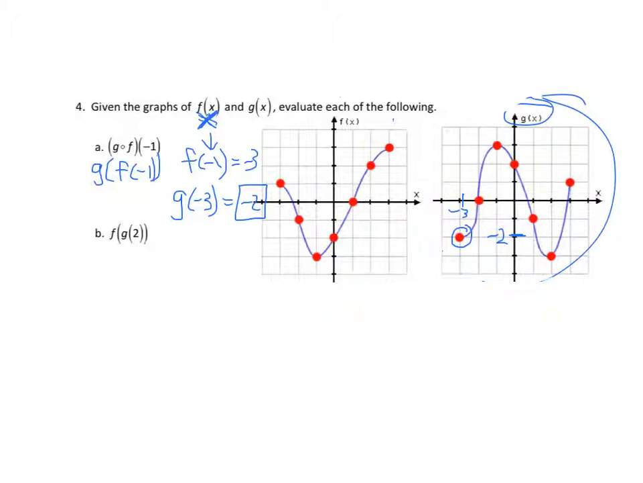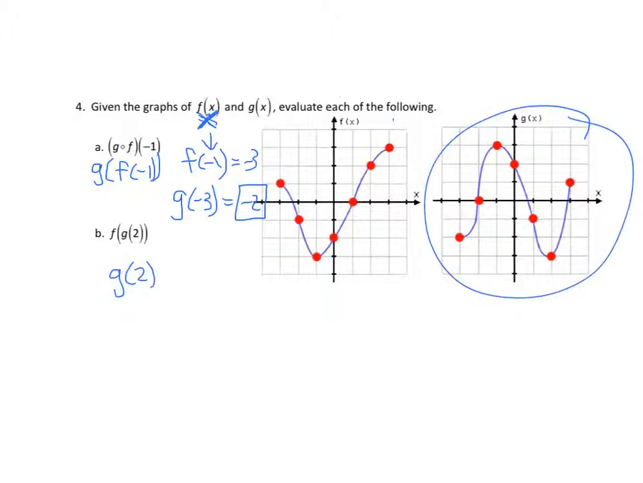And then one more example. For this next one, first I would find g of 2. 2 is my x, so I'm looking at my g graph over here. I go on the x-axis to 2, and then I find the point that has an x value of 2, which is down here, and I give its y value. It's negative 3, so g of 2 equals negative 3.